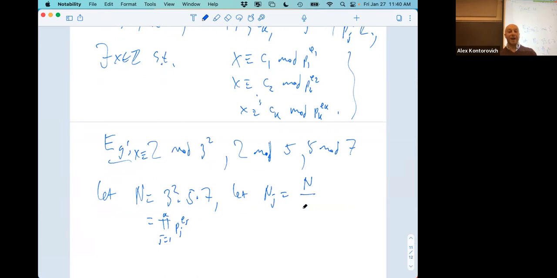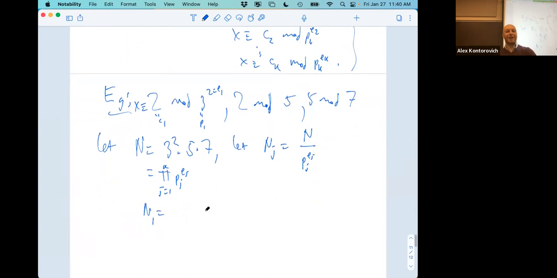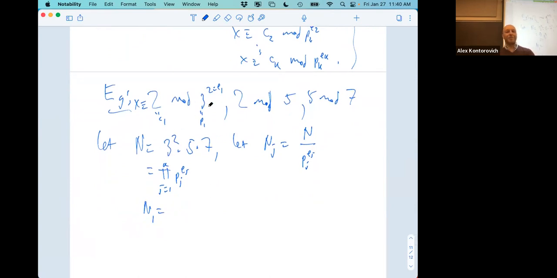I want to take n and divide out that number, divide out p_j to the e_j. So in other words, n_1, where this is p_1 to the e_1 and c_1. This is c_1, this is p_1, this is e_1, and so on. Okay, so what is n_1? I take this number and I get rid of that prime. So it's just 5 times 7. n_2 is n divided by 5. Everybody following?